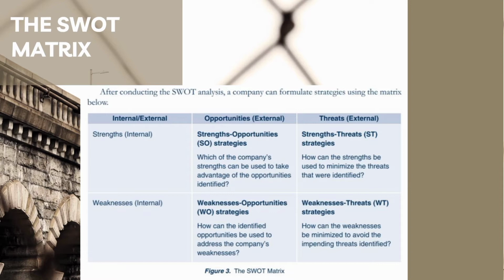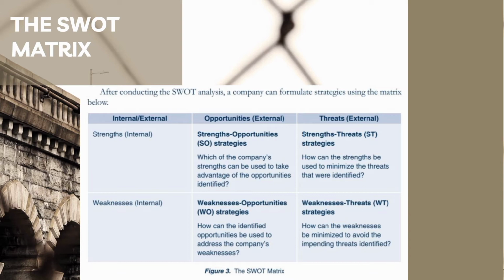Next is strengths and threats. When we combine, it becomes strengths-threats strategies, or ST. How can the strengths be used to minimize the threats that were identified? It means using strengths to avoid threats.